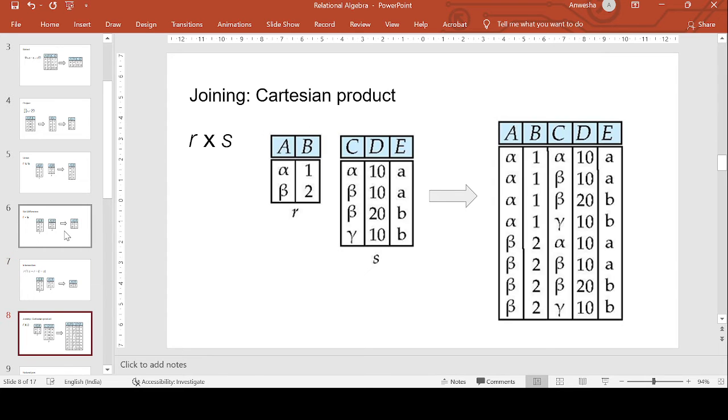Okay. Now next is Cartesian product. Before going to the natural join, first consider Cartesian product. So Cartesian product, what happens?